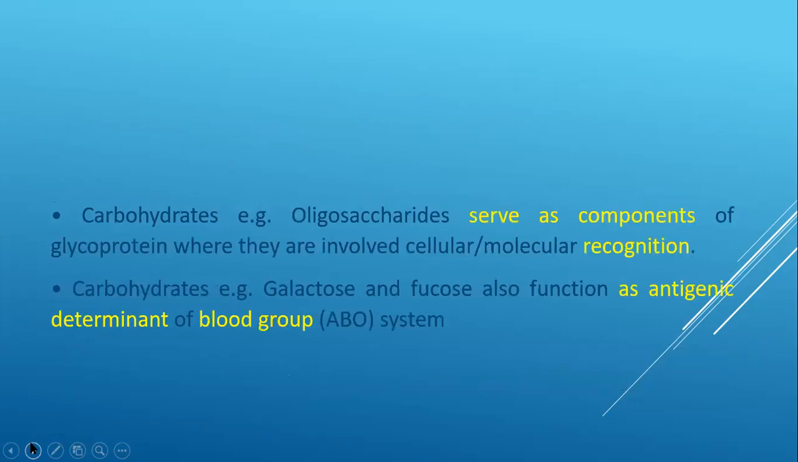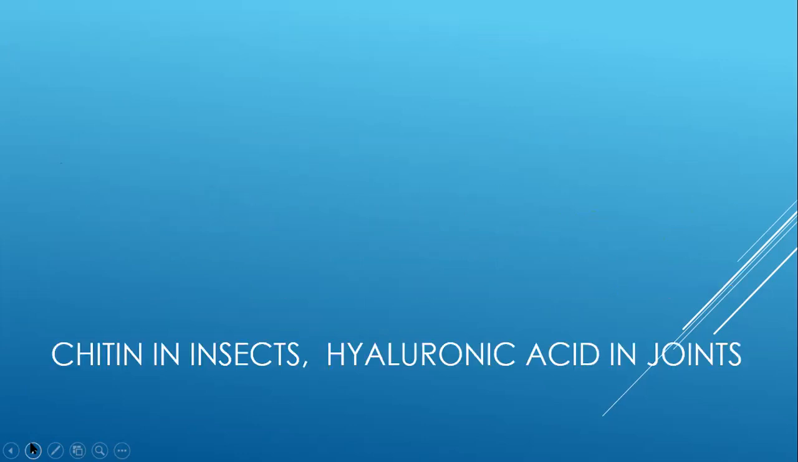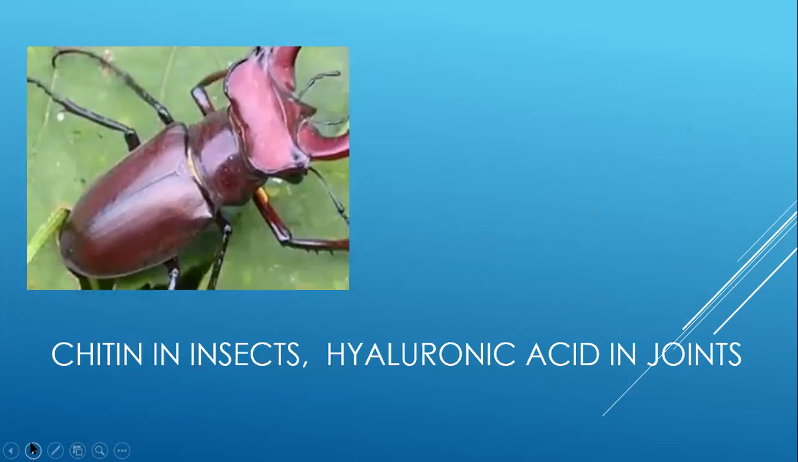Then carbohydrate also serves as a component of glycoproteins, and also functions as an antigenic determinant of blood group. Now look at this insect. When you look at this insect, you see this thick black covering on it. This is what is known as the chitin. This is made of carbohydrates. You see, it is helping to protect and to make this insect firm.